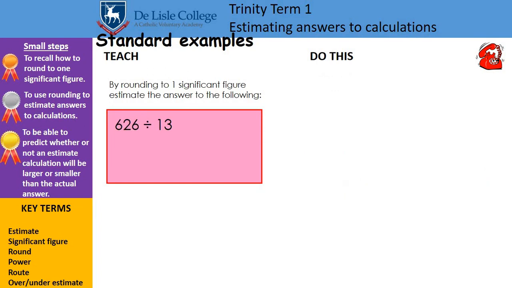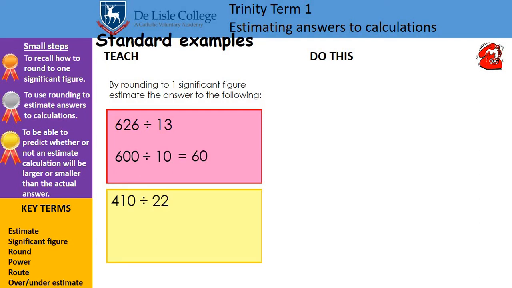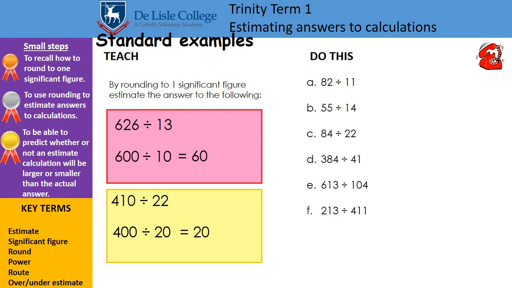Next, we'll look at some division. So 626 divided by 13, we want an estimate answer to a calculation, so we're going to round them both to one significant figure. So the 626 becomes 600, and the 13 becomes 10, and we get 60. Then we've got 410 divided by 22, we can round that to 420, and then we get 20. Right, please pause the video and have a go at these calculations.